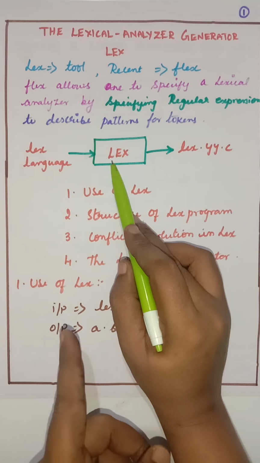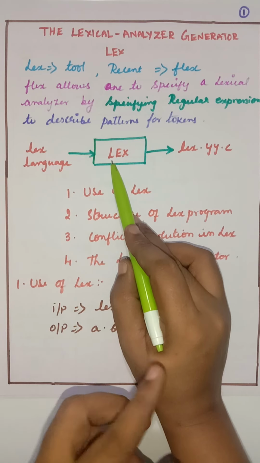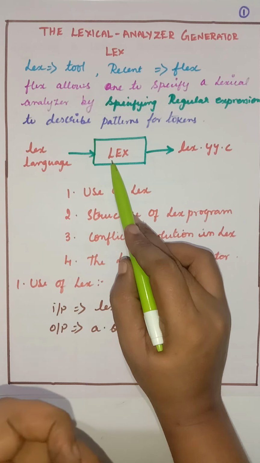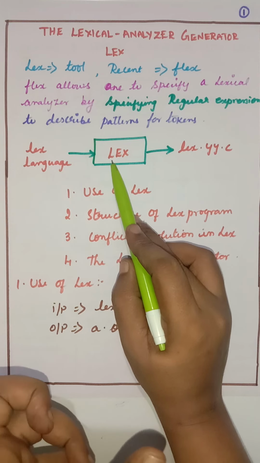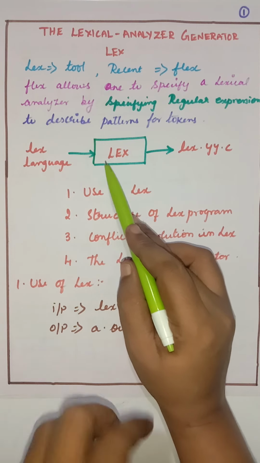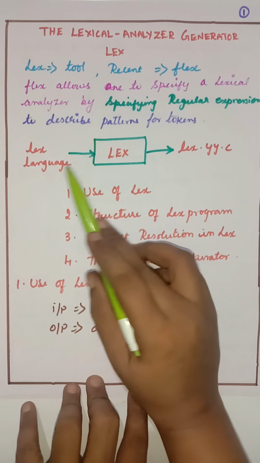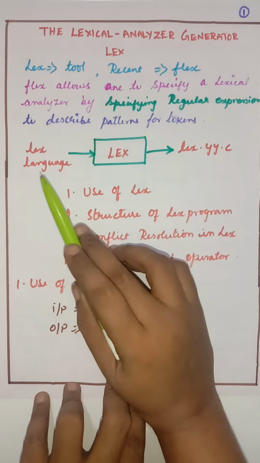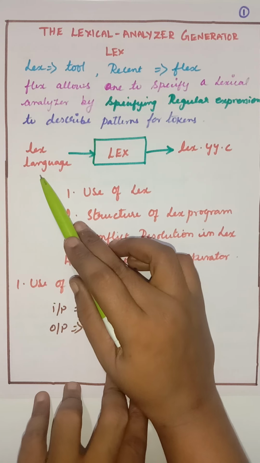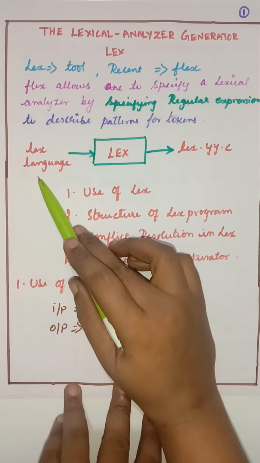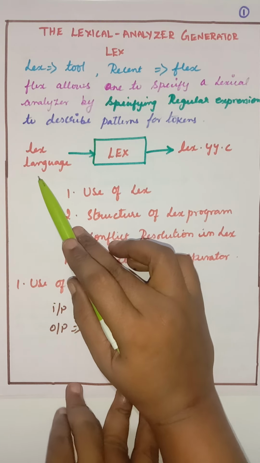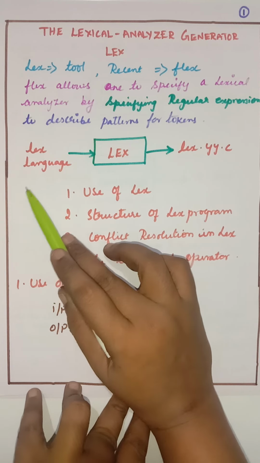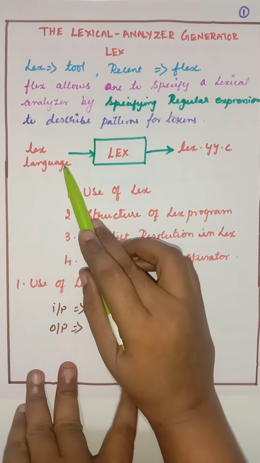So the lexical analyzer is going to take the input and produce what? A stream of tokens. And that lexical analyzer must be generated by a tool. That tool is called lex, which takes the lex language as input and produces a C program. Lex.l, for example: lex is the file name, and .l is the extension of the lex language. So lex.l is the lex language file, which is given here.